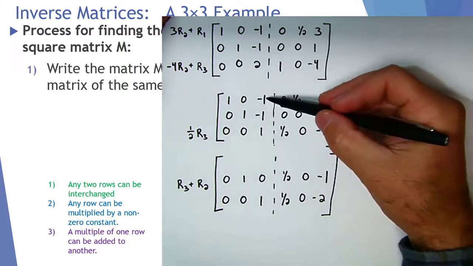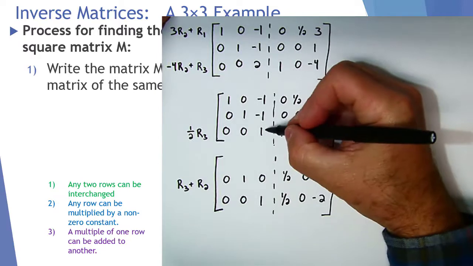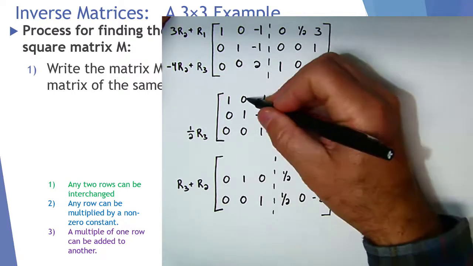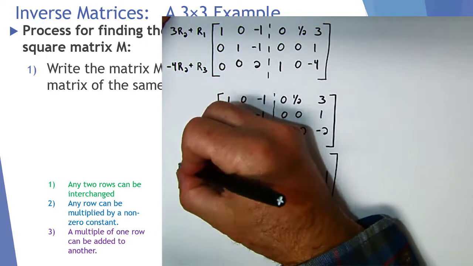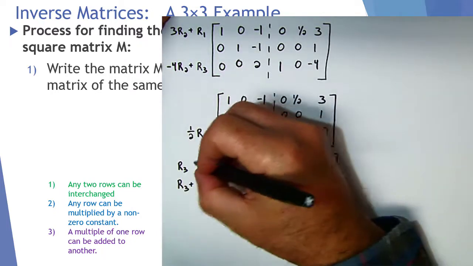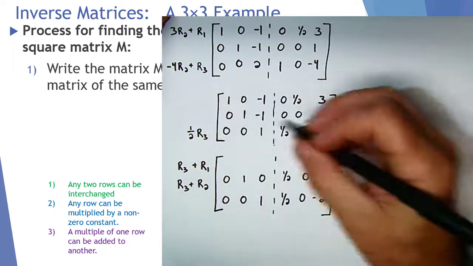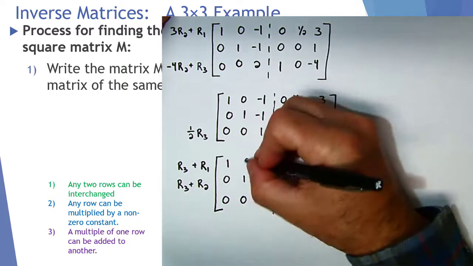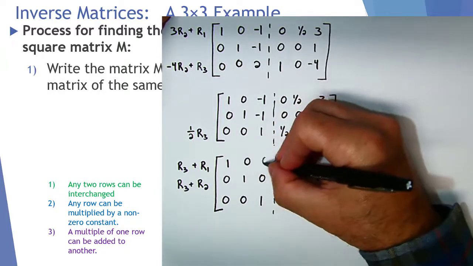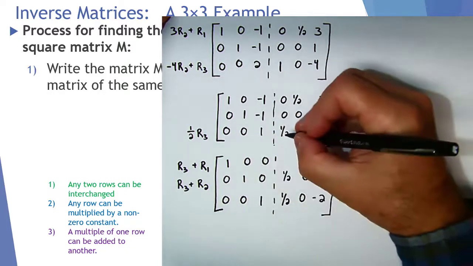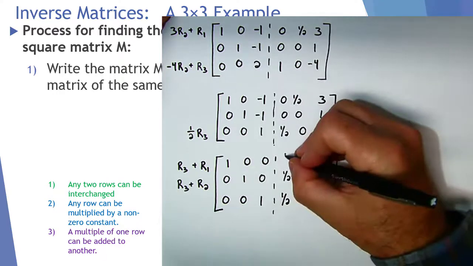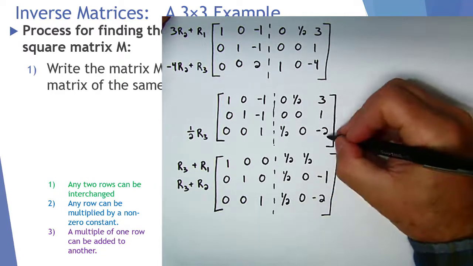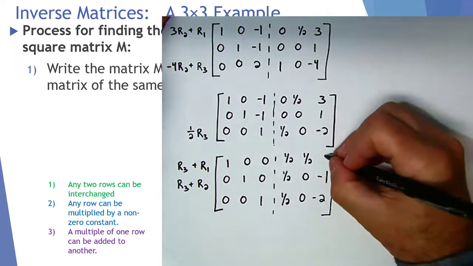Okay, and row 1, well, let's do the same idea. Let's take that 1 and add it on to row 1, and that'll make that a 0 without messing up our previous work. So let's do that again, but this time let's take row 3 plus row 1. 0 plus 1 is 1. 0 plus 0 is 0. 1 plus negative 1 is 0. Look at that. We've almost got it. 1 half plus 0 is 1 half. 0 plus 1 half is 1 half. And negative 2 plus 3 is 1.